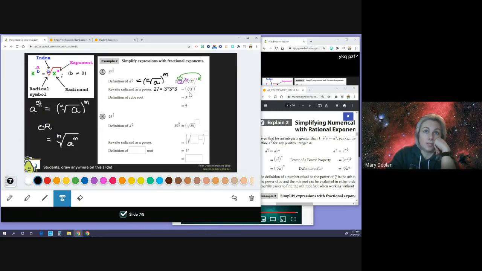Then they're using the definition of a cube root, which means we're taking the third root of something to the third power. So the third root and the exponent 3 cancel each other out, and you're just left with the 3. But then you still have this 2 out here, and so this 2 comes and sits right here. And so 3 squared, last step, you just simplify that. 3 squared is the same as 3 times 3, or 9.